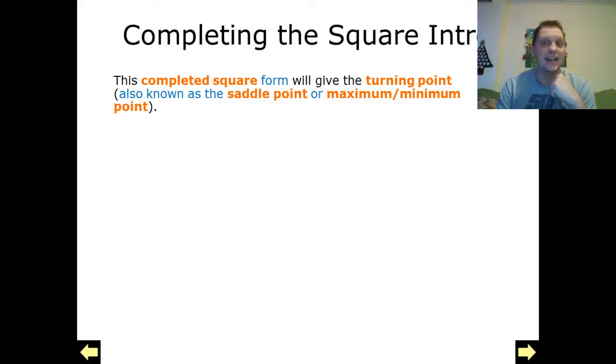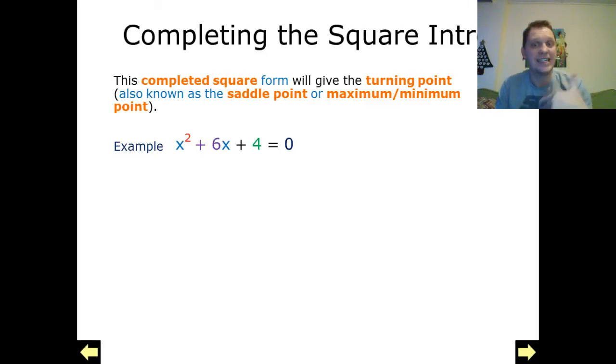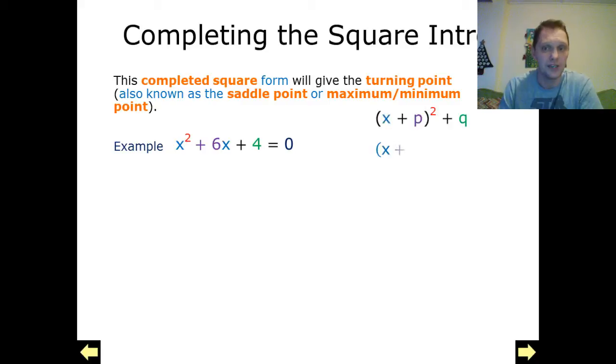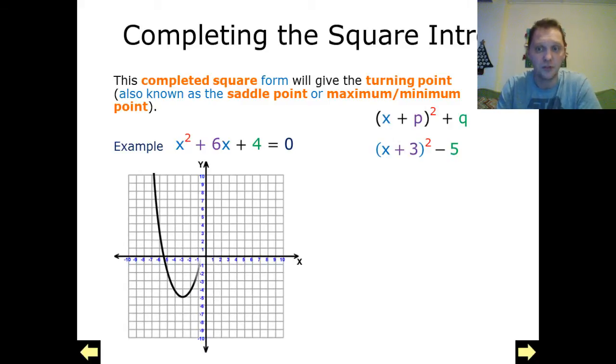The whole idea of completing the square and the completed square form is that it gives us the turning points on our quadratic curve, which is the maximum point or the minimum point. So x squared plus 6x plus 4 equals 0, of course, we said that's x plus 3 squared minus 5. Here's the quadratic curve, which is created by our quadratic equation. And just at the bottom here, this is the turning point. This is the point that the curve reaches the minimum and then starts moving back up.